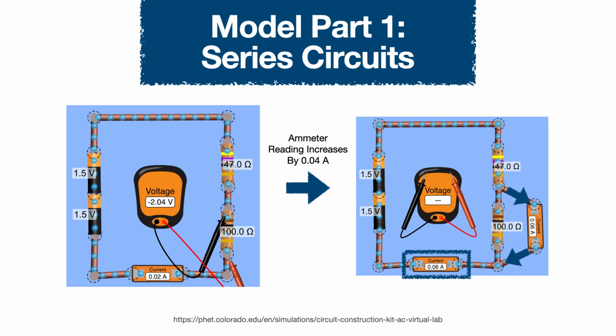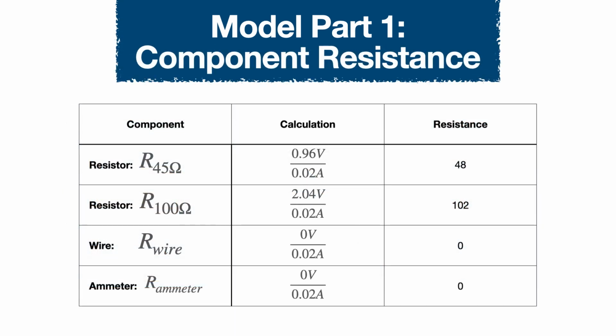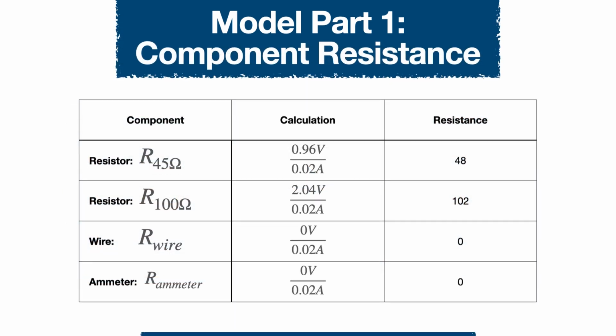Now, replacing the voltmeter on the left with an ammeter in parallel with a 100 ohm resistor, the current through the other ammeter increases by 0.04 amps, because adding the parallel ammeter that has no resistance allows the path of least resistance, skipping the 100 ohm resistor, for the current to flow through. From the measurements gathered in Part 1, these are the resistance values calculated for each component.